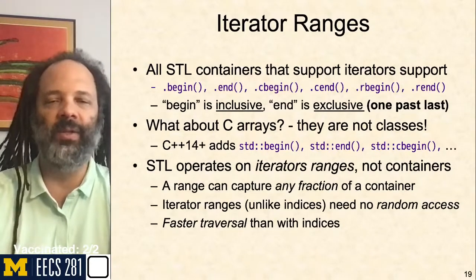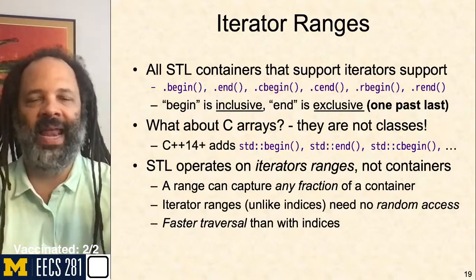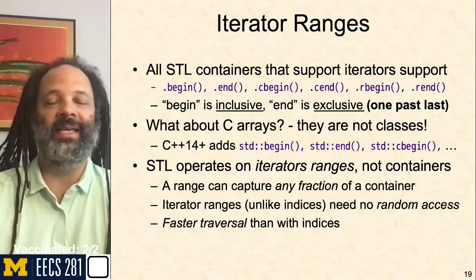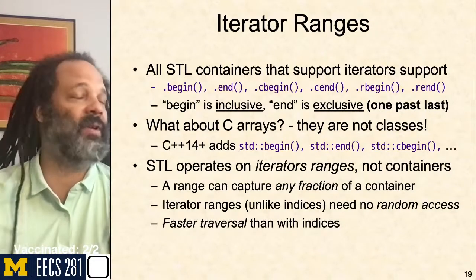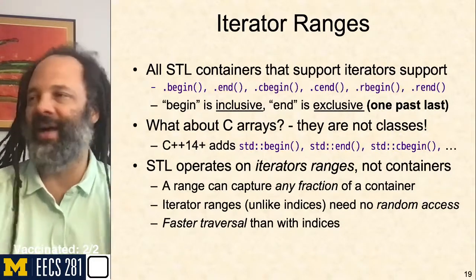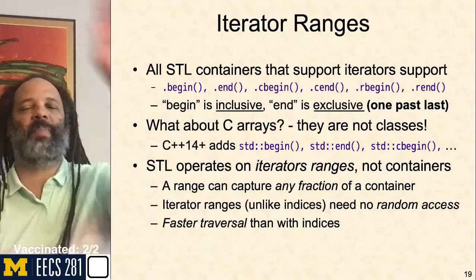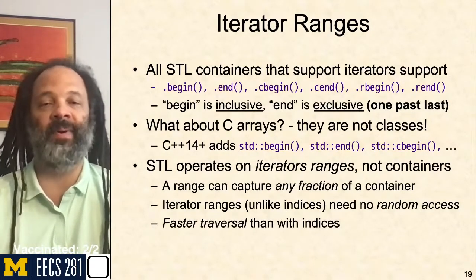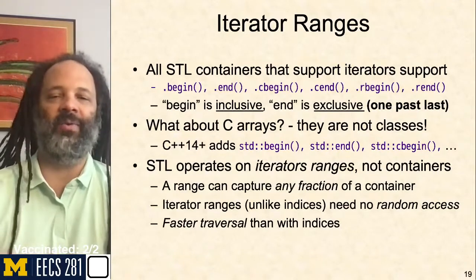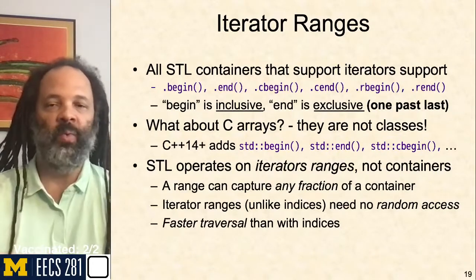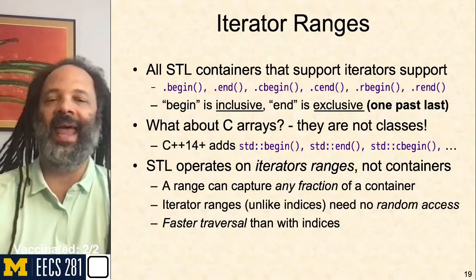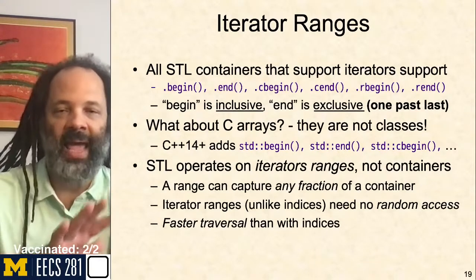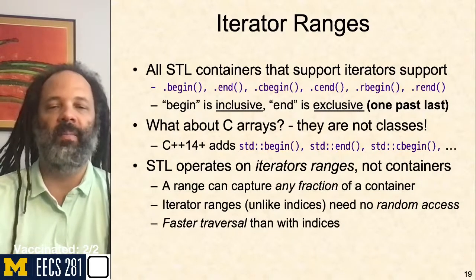So end is exclusive. The location that end returns to me when I call end on a range is not something that I can dereference. You can never dereference end. You can never compare a value at end because end is always pointing just past good data. You can compare an iterator to end, but you cannot compare the value at that iterator to the value at end. So we use begin as inclusive, it's pointing at good data, and end as exclusive, it's pointing one past good data. That's how the STL does all of its work, and we'll be doing that in our slides as well to get you used to it, but it's important.